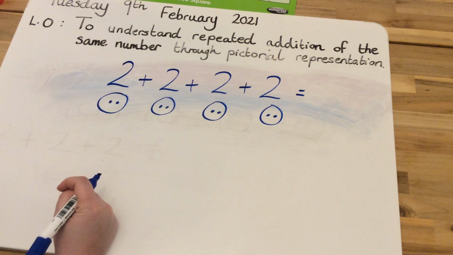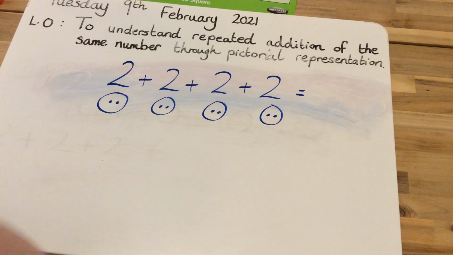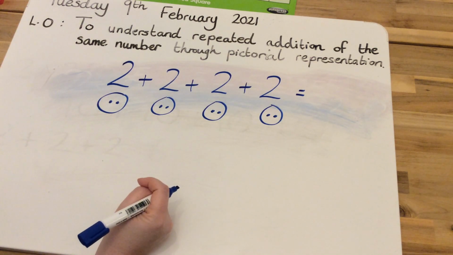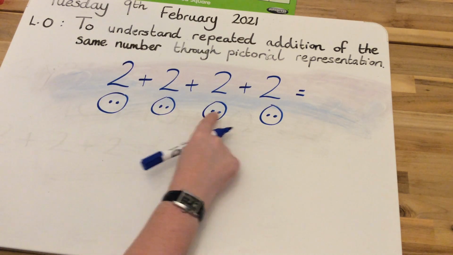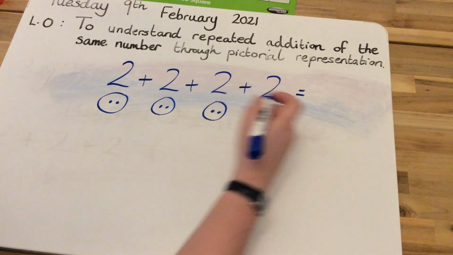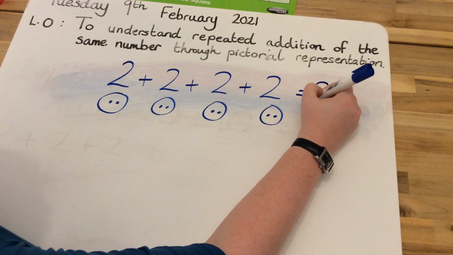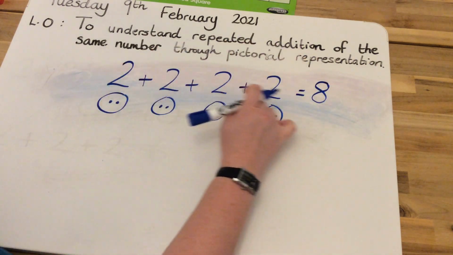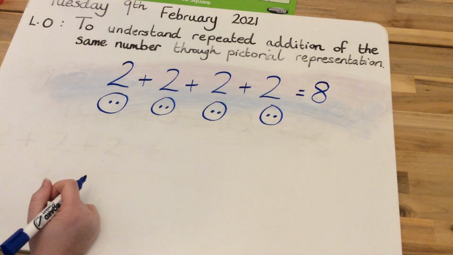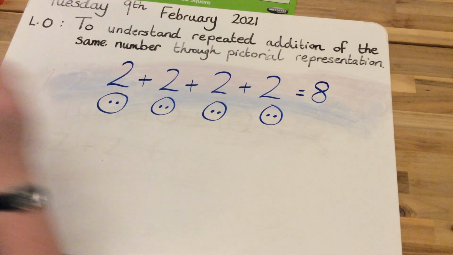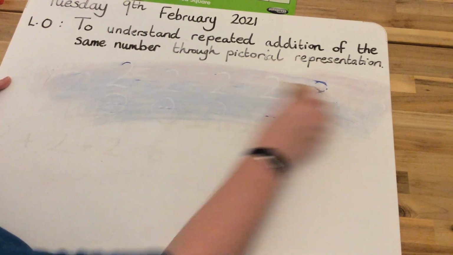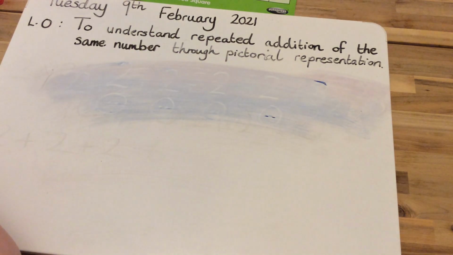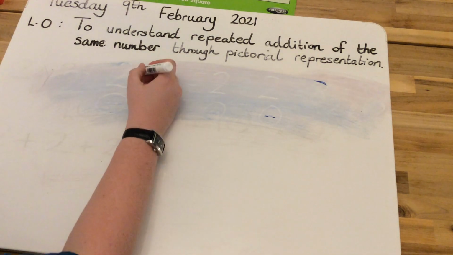Are you ready? Let's check which pattern we need to count in. Aha, the clue is in the sum. It's a pattern of twos. Here we go. I'm starting with 2, 2, 4, 6, 8. My answer is 8, because 4 lots of 2 make 8. Okay, let's try another one. Let's write this one.